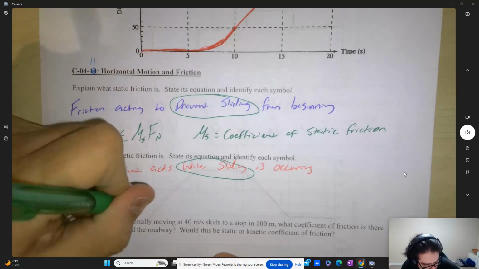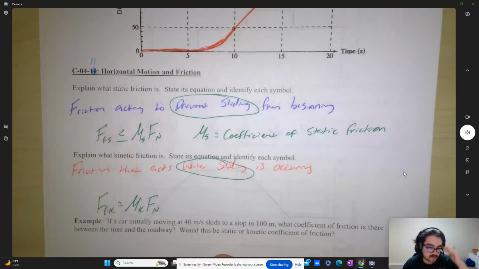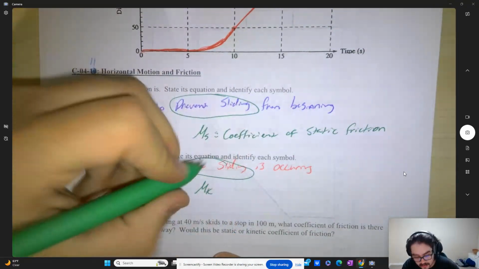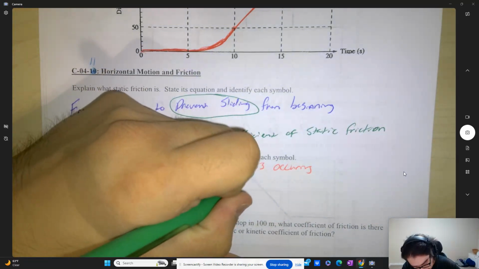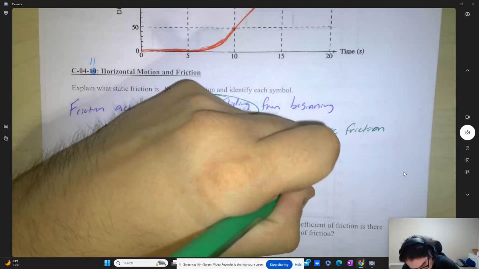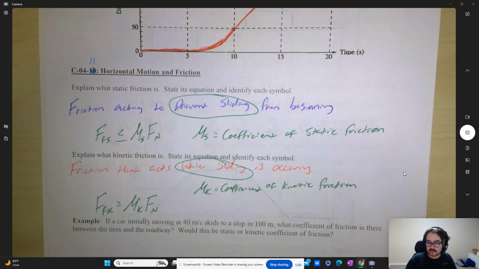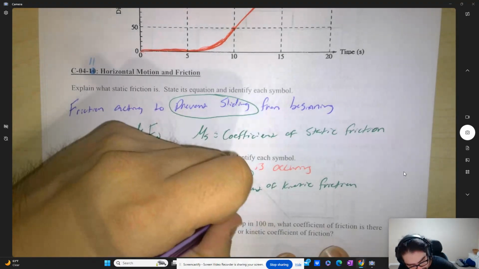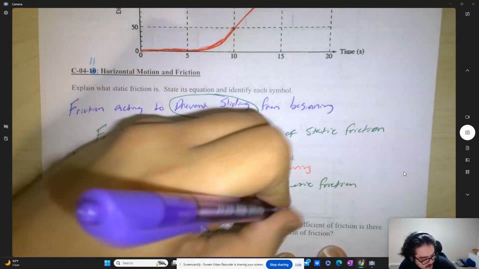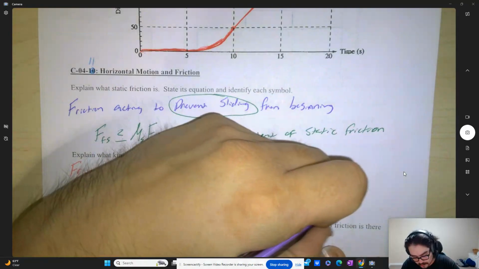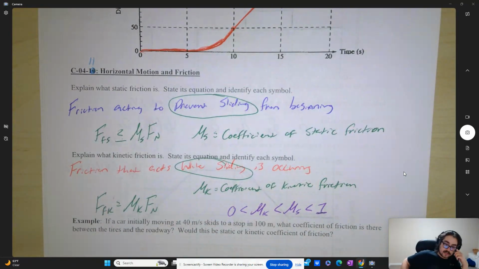Kinetic friction is equal to mu sub k times normal force. So you're just using the kinetic coefficient now. That's what mu sub k is, the coefficient of kinetic friction. And there's an important condition you need to know for the coefficients of friction: they both have to be between 0 and 1, but more importantly, the kinetic friction coefficient is lower than the static friction coefficient. So static friction is always greater than kinetic friction for any two objects.